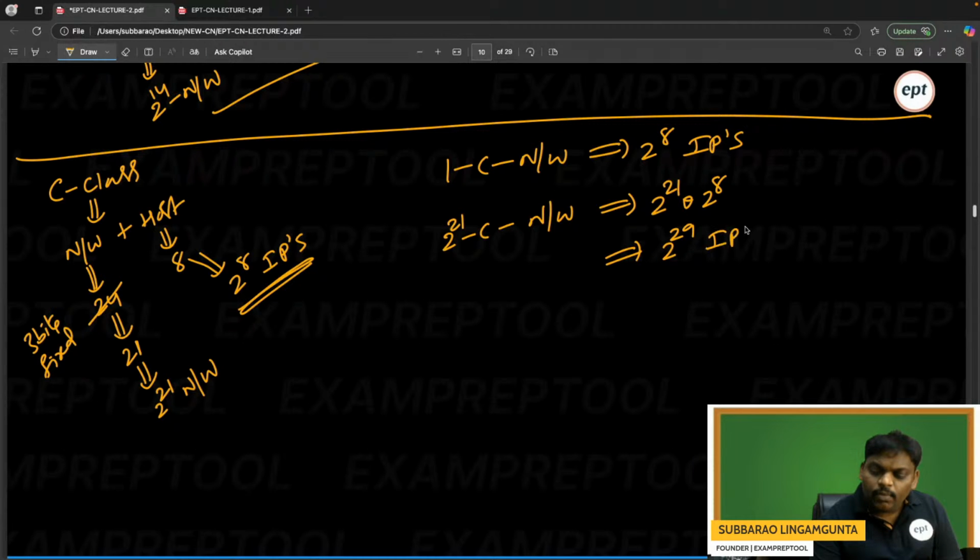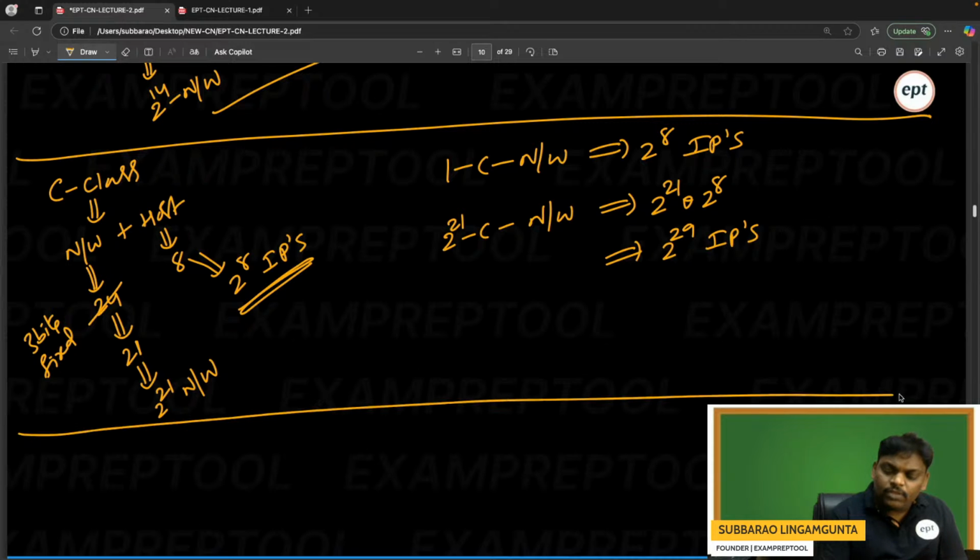So remember everyone, in class C, 3 bits are fixed. Out of 32, if you remove 3, it is 29. So 2 power 29 IPs possible. Remember, one class C network has 2 power 8 IPs, and there are 2 power 21 class C networks, so 2 power 21 into 2 power 8 is 2 power 29 IPs.